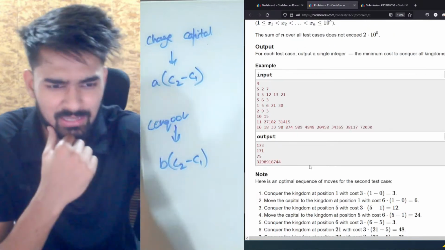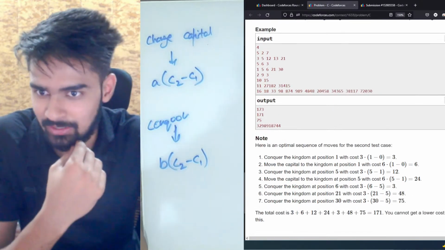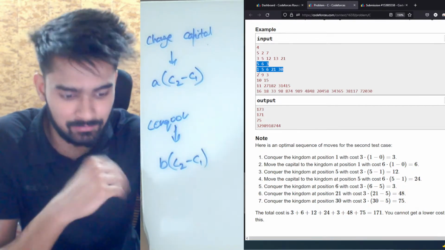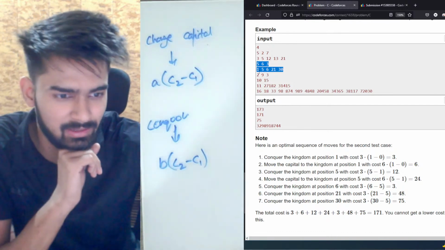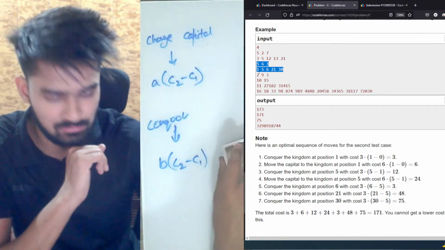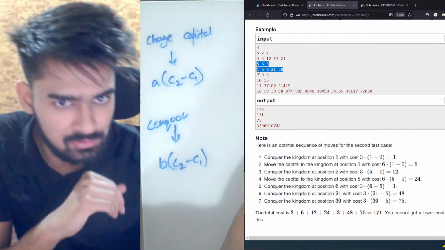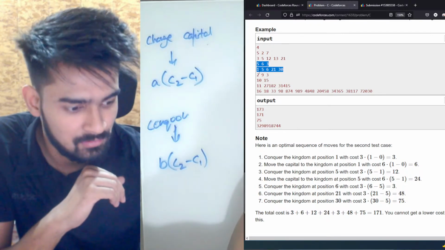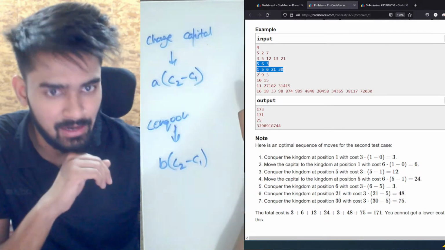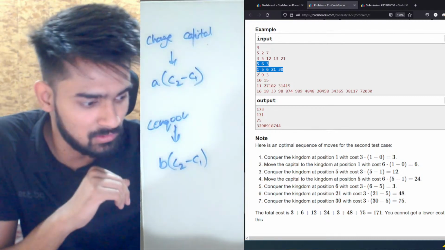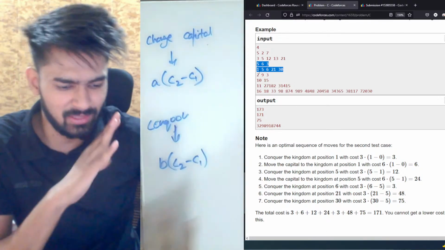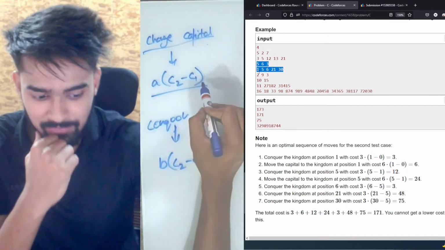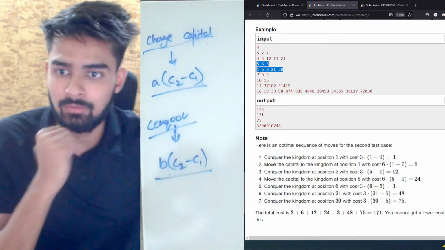I'll just explain the test case also so that it's clear to everyone. Let's take the second test case only. I'll explain the input. n is 5, a is 6, b is 3, and the array is 1, 5, 6, 21, 30. I don't think I need to explain the problem. So basically, to change the capital, we need a cost of a times c2 minus c1, and to conquer, we need a cost of b times c2 minus c1.